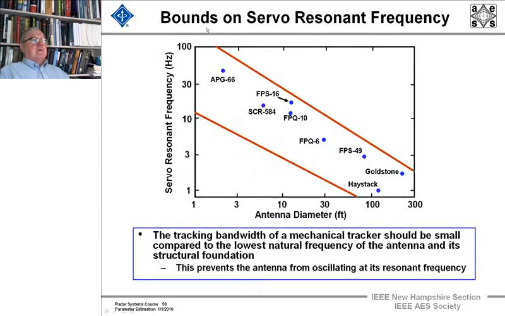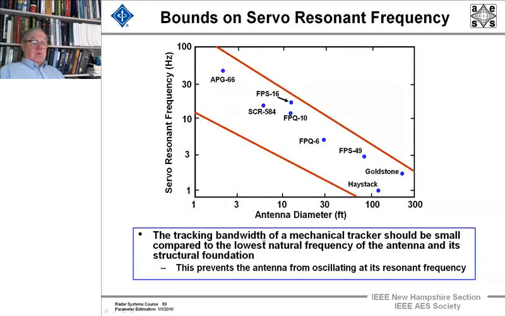Now here's a graph of the resonant frequencies of different radars. Haystack is a huge radar. You've seen pictures of it before. It's a 120-foot dish. The FPS-16 is several meters in diameter. And the APG-66 is a small fighter radar. And you see that when the antenna dish size gets very large, the resonant servo frequencies are low, and the resonant servo frequencies are high for small antennas.